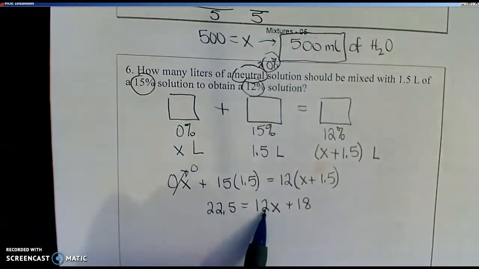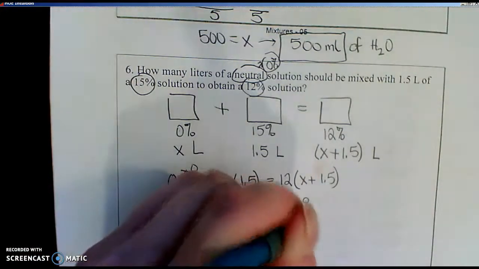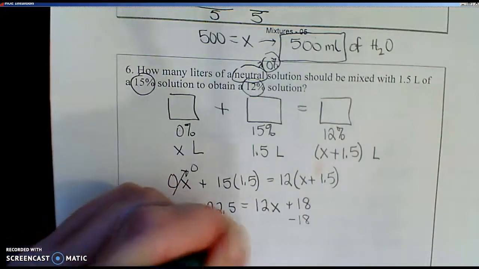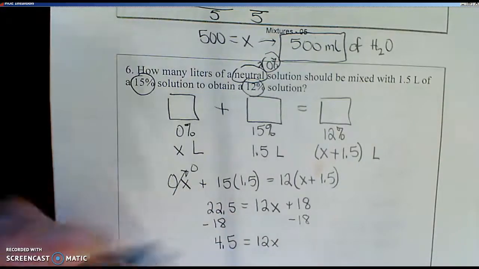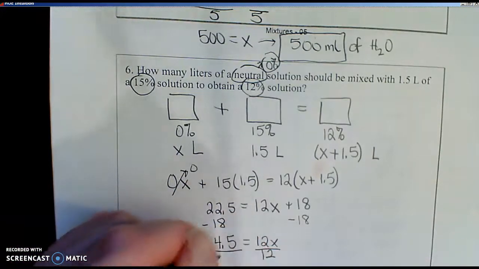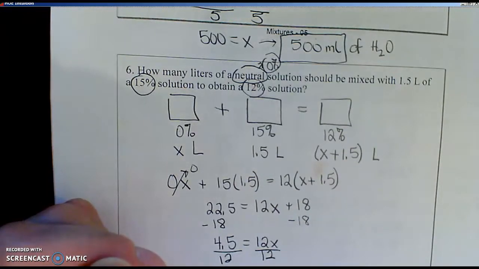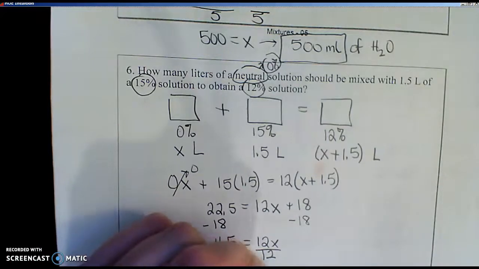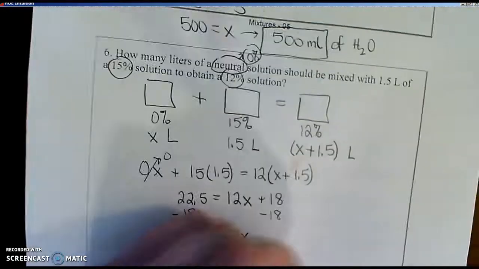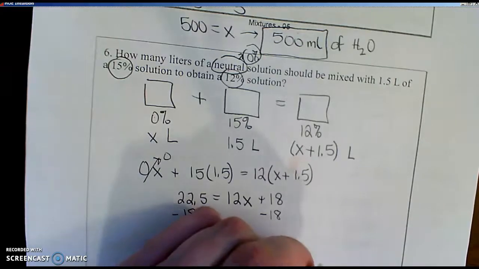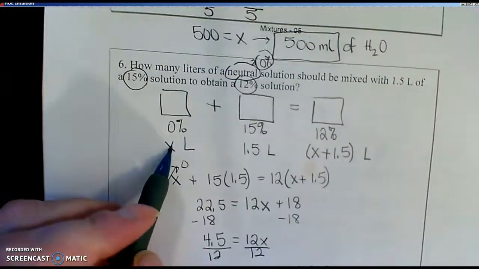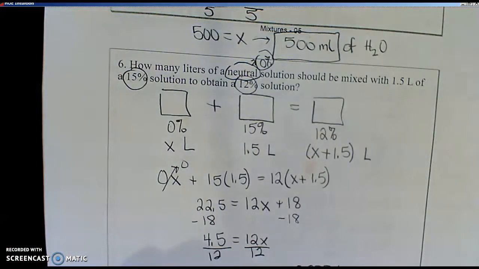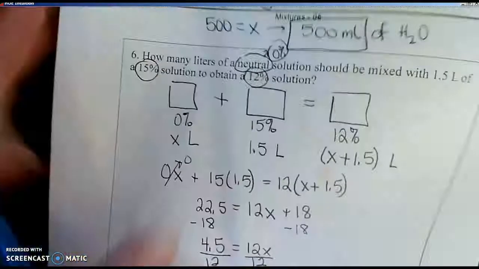So again, we're going to solve for x, and x is only on one side, so we're going to start by subtracting 18 from both sides. So now we got 4.5 equals 12x. Divide everybody by 12. So 4.5 divided by 12 is 0.375. So that tells us that our answer is 0.375, and we can look at our units based on our setup. It was x liters, so it's liters. So x is 0.375 liters of the neutral solution.